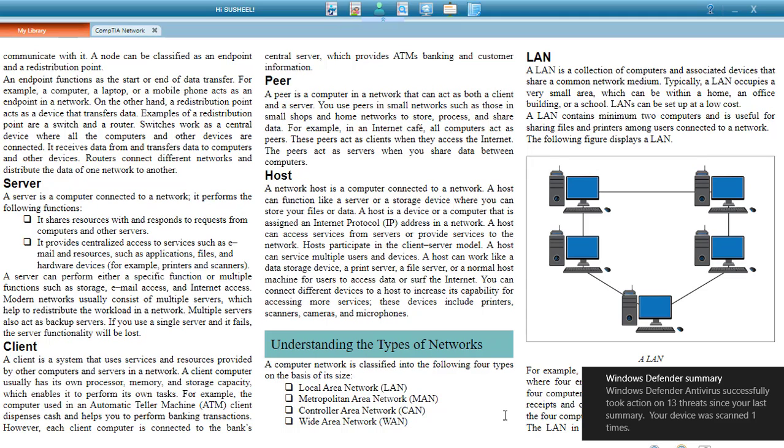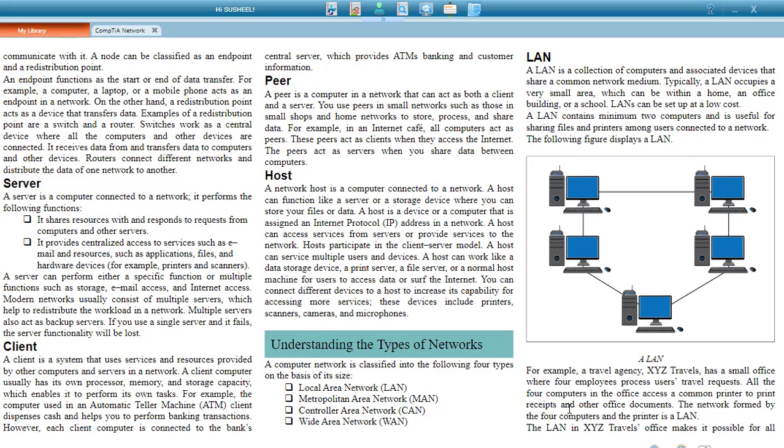LAN. A LAN is a collection of computers and associated devices that share a common network medium. Typically, a LAN occupies a very small area, which can be within a home, an office building, or a school. LANs can be set up at a low cost. A LAN contains minimum 2 computers and is useful for sharing files and printers among users connected to a network. The following figure displays a LAN.